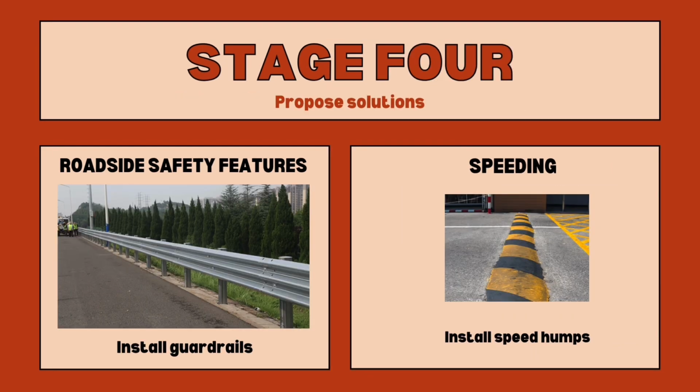Therefore, to enhance safety, we propose installing guardrails along the footpath. This will help protect pedestrians from potential vehicle incursions and create a safer environment for students and other vulnerable road users. And to mitigate the speeding issue, we propose installing speed humps to inform drivers of the appropriate speed as they approach the roundabout. This will help reduce the likelihood of speeding and enhance overall safety.